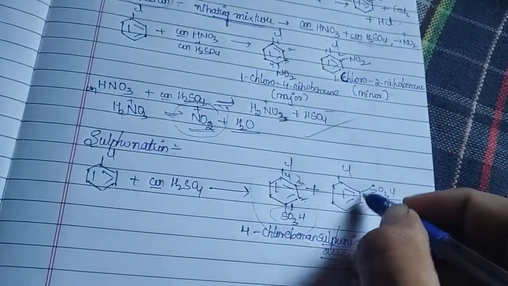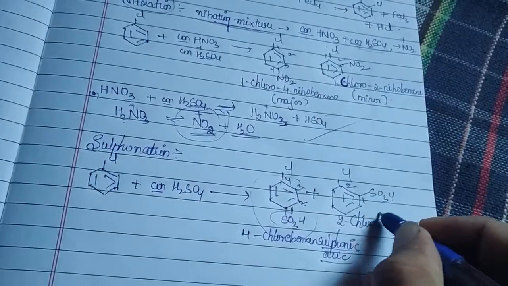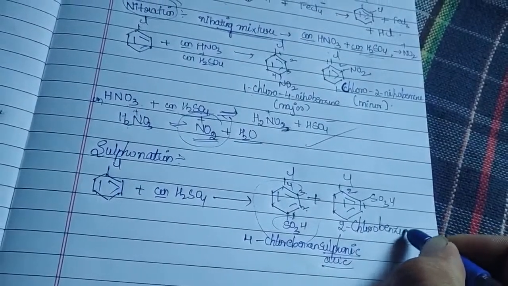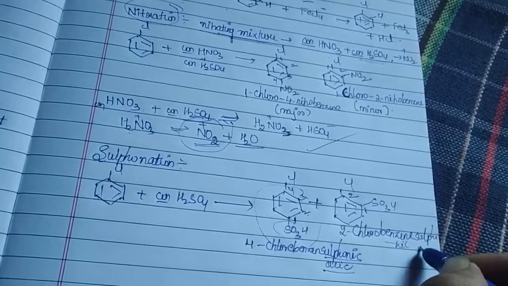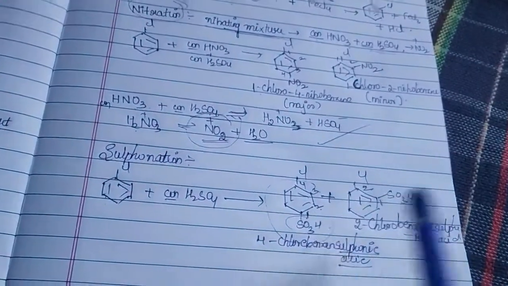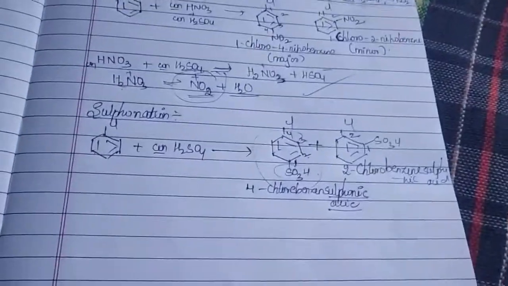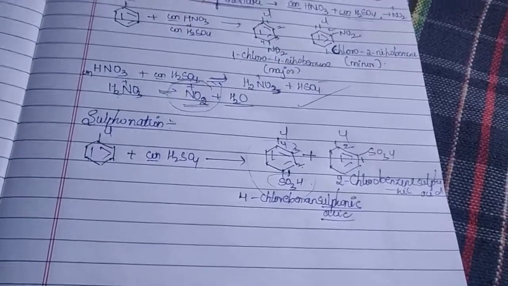Similarly over here, 1, 2. So how will you name it? Yes, 2-chloro benzene sulfonic acid. So you are going to get a mixture of the product. One will be our para, another will be our ortho. So now the question arises: how are we generating this SO3H?